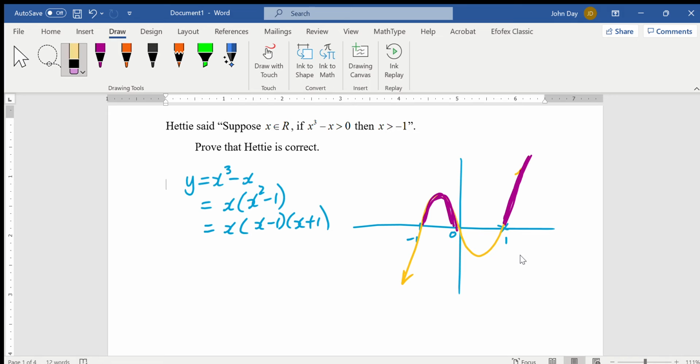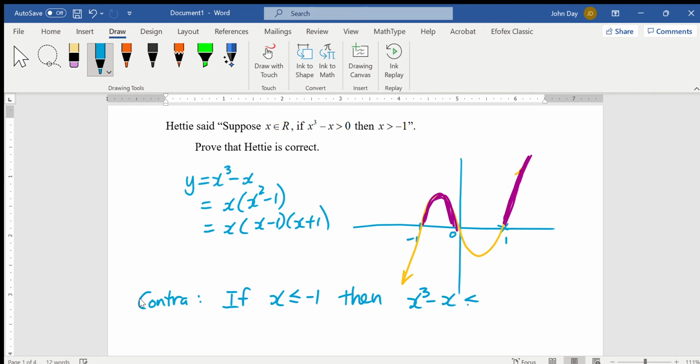All right. Now, if we look at the contrapositive, then if you look at the yellow bit that's left, that's going to be talking about something. So let's write down what the contrapositive is. The contrapositive is if x is less than or equal to minus 1, then x cubed minus x is less than or equal to 0.